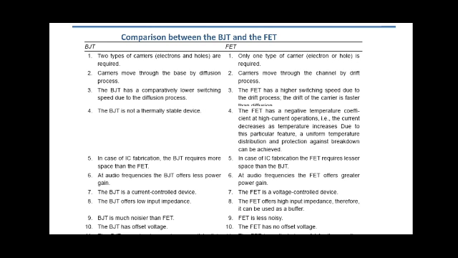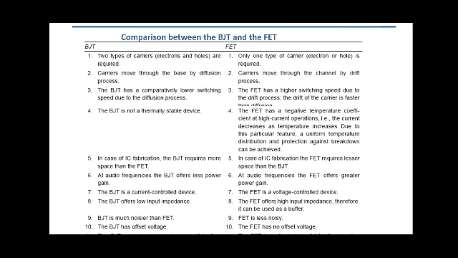Okay. So BJT is a current controlled device. We have discussed this even at the start of this session itself. The input current will decide the output current, whereas FET is a voltage controlled device. Okay, so the output current will depend upon the voltages. By applying the voltage, we can try to alter the output current.